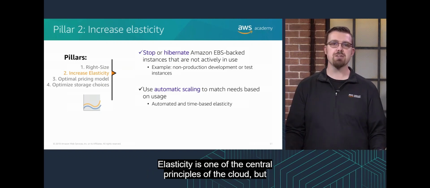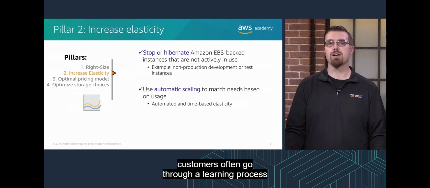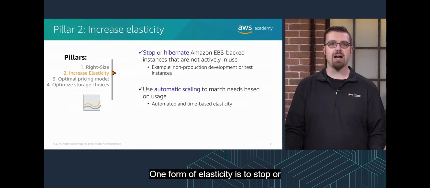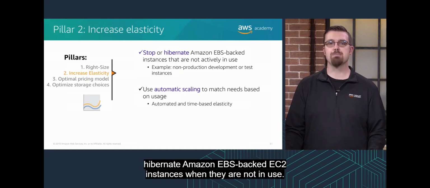Elasticity is one of the central principles of the cloud, but customers often go through a learning process to operationalize elasticity to drive cost savings. One form of elasticity is to stop or hibernate Amazon EBS-backed EC2 instances when they are not in use.